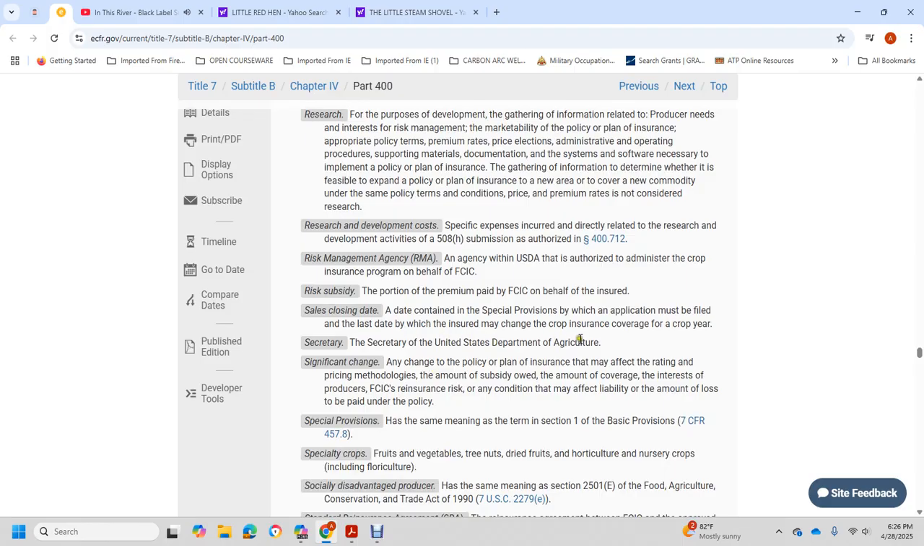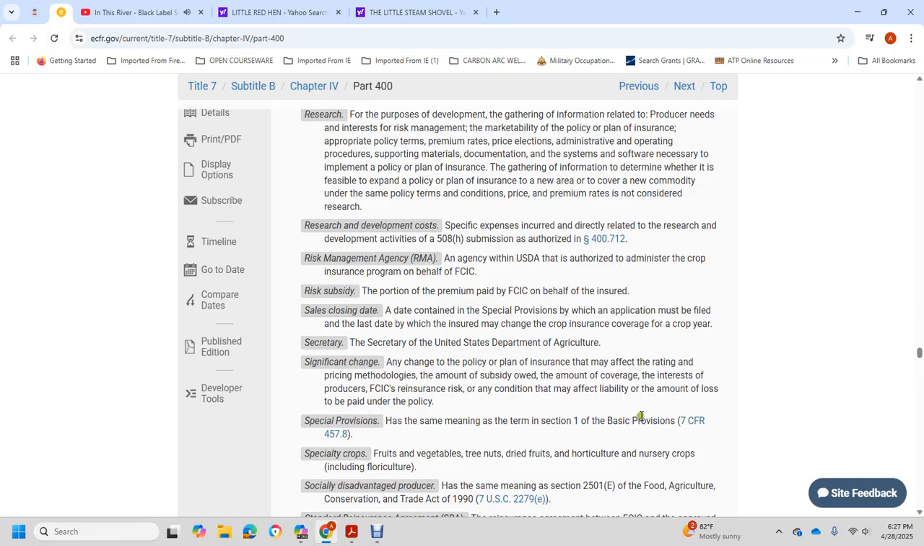The Secretary of the United States Department of Agriculture seeking a change of the policy premium, with the insurance rating, the price methodology, the amount of the subsidy, the amount of the coverage, and interest for the pursuit of the federal risk, federal crop insurance corporation risk and reinsurance risk, and in addition the effective liability amount of loss to be paid with the policy special provision, the same and need to be determined.